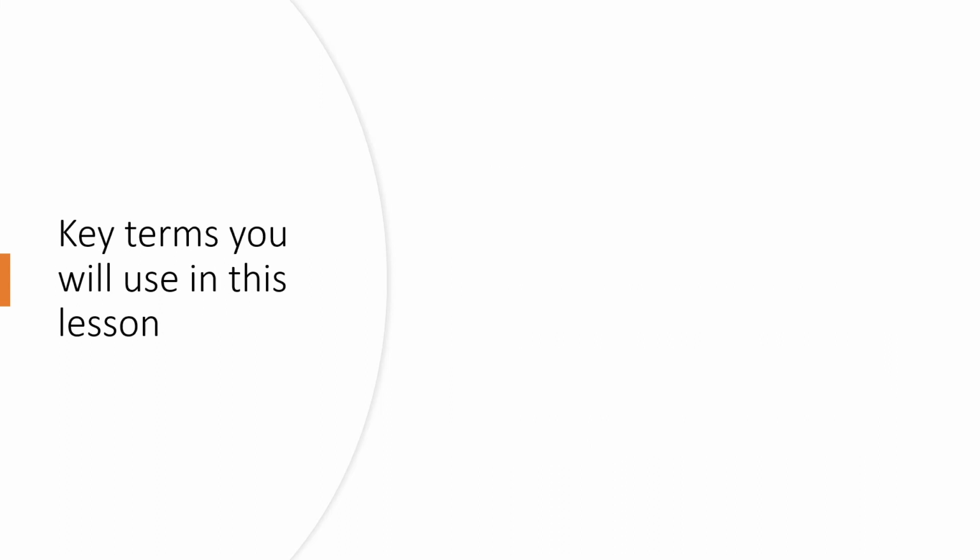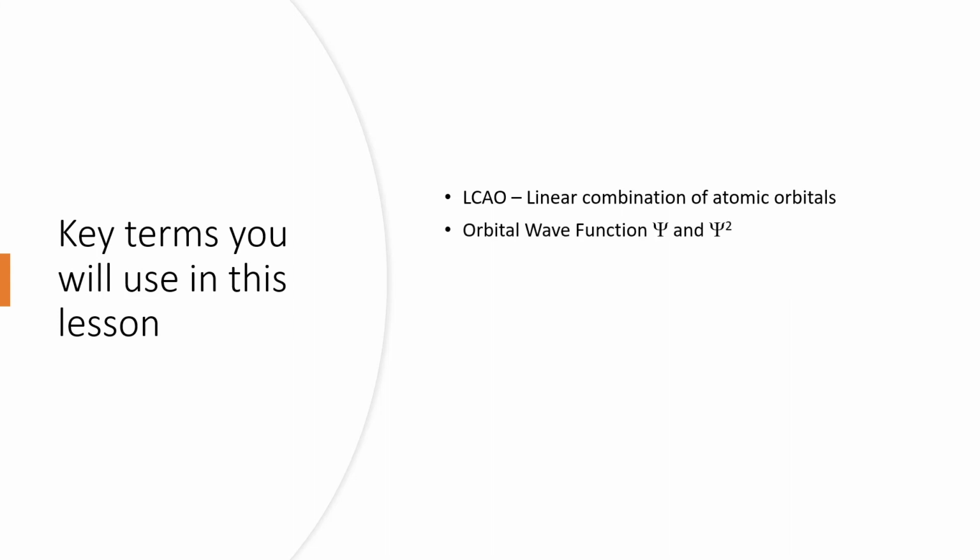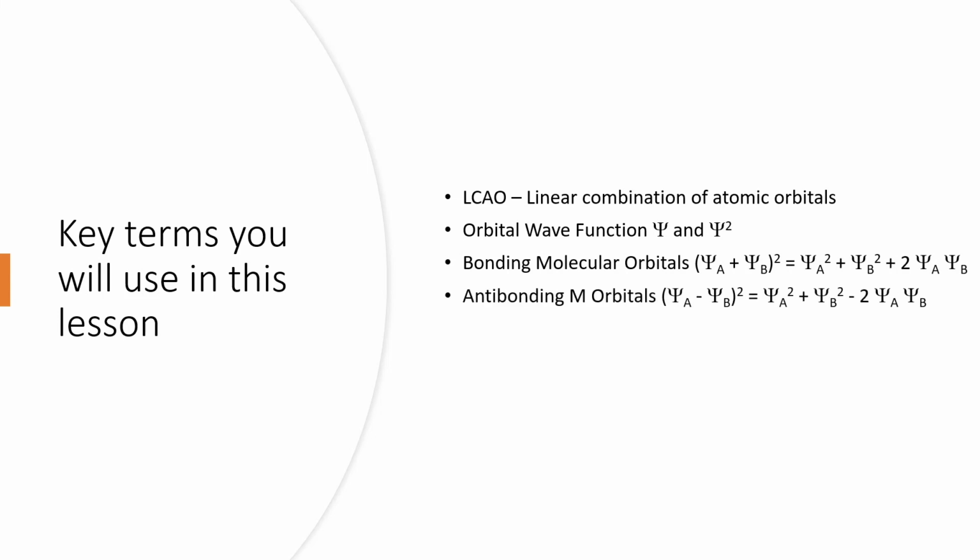Key terms you will use in this lesson: LCAO, or linear combination of atomic orbitals, orbital wave function psi and psi squared, bonding molecular orbitals, antibonding molecular orbitals, bond order, and paramagnetic behavior.